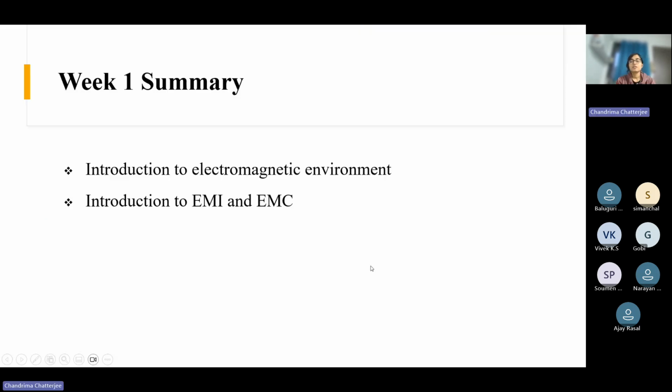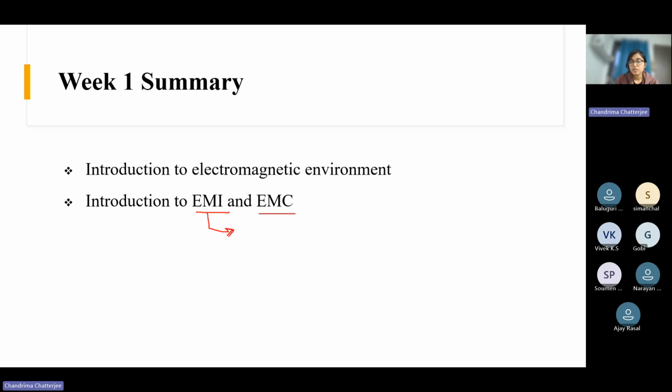Yeah. So, in the first week, we started with the course, which is obviously EMI and EMC. So, first we need to know what is EMI and what is EMC. EMI is electromagnetic interference and EMC is electromagnetic compatibility. And from the name itself, you can understand it talks about some kind of interference, electromagnetic interference.